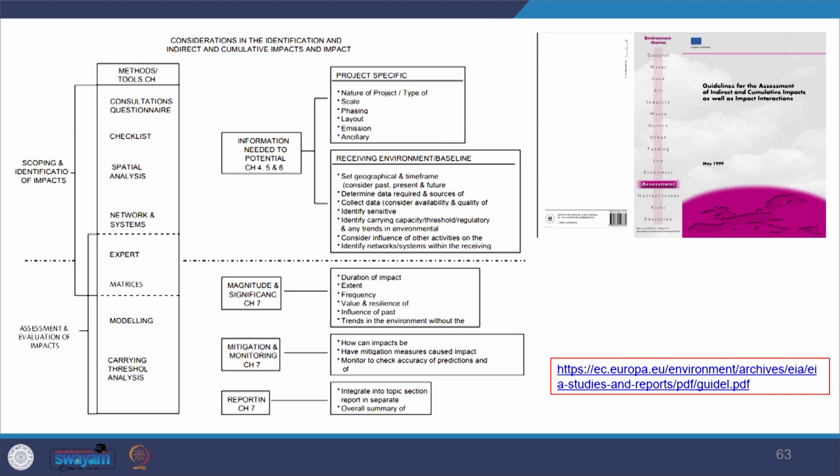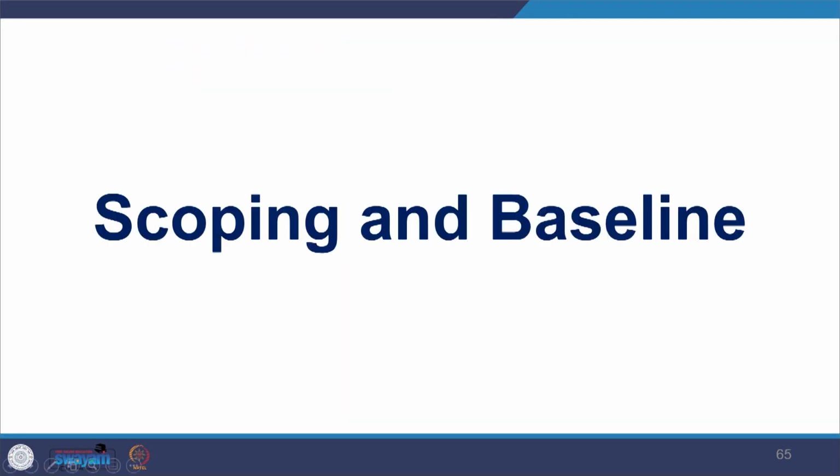So all this is given in this particular guideline as well, and we have been discussing all this. So looking at scoping and baseline.